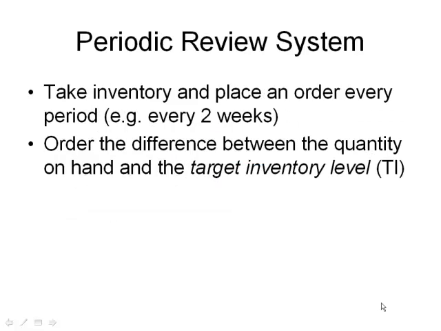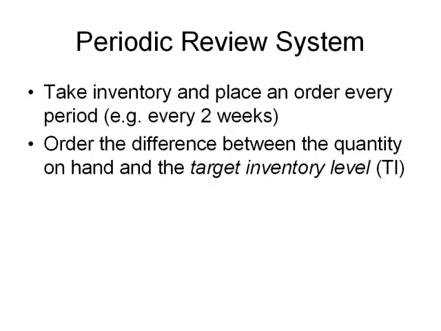The other mathematical model that we need to talk about is called the periodic review system. Under the periodic review system, we take inventory once a period. So, for example, every 2 weeks, every Friday, every 10 days, something like that. And we order the difference between the quantity that we have on hand when we take that inventory and a target inventory level.